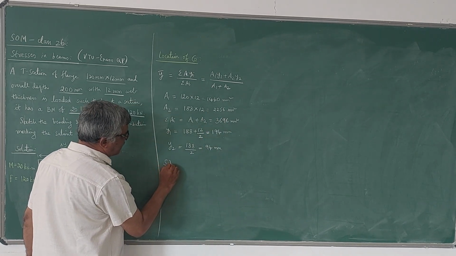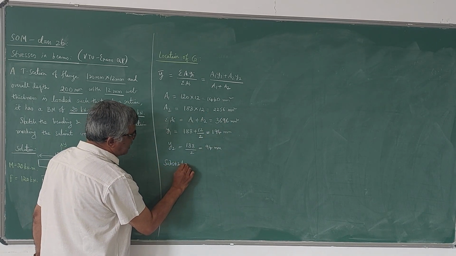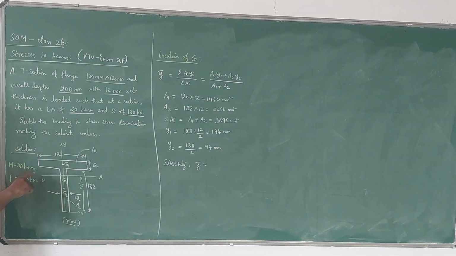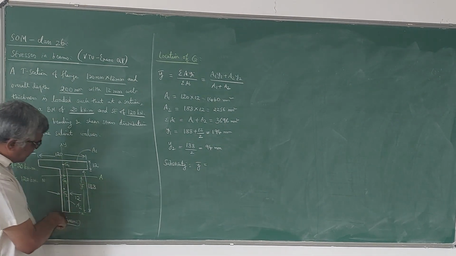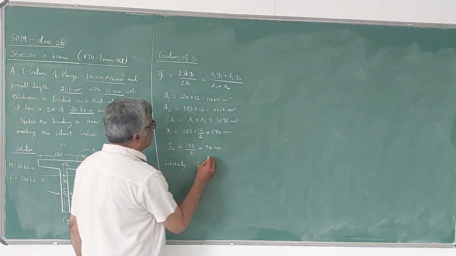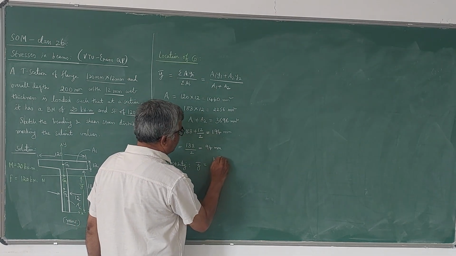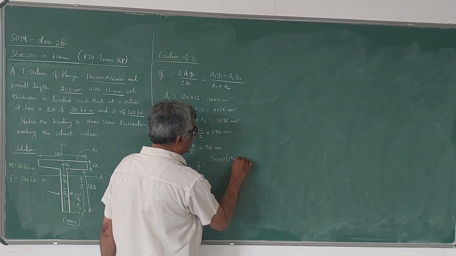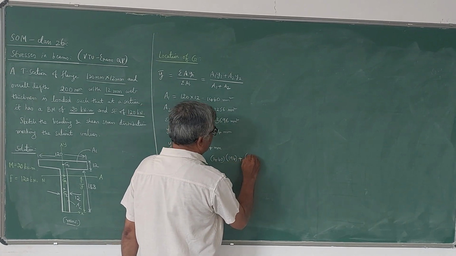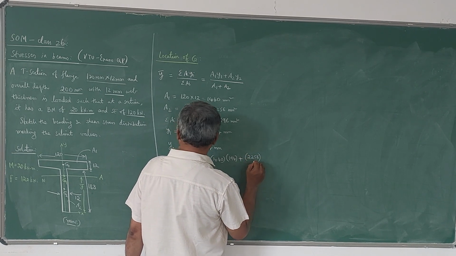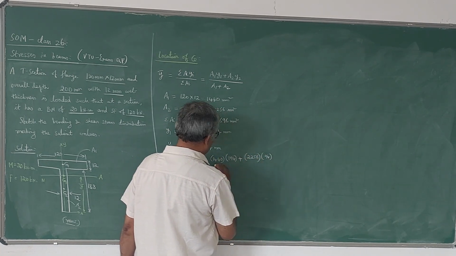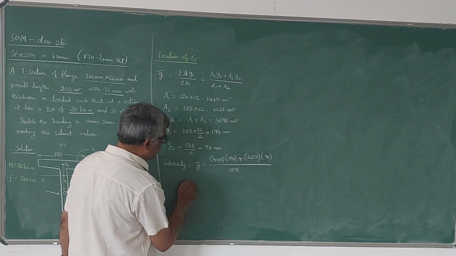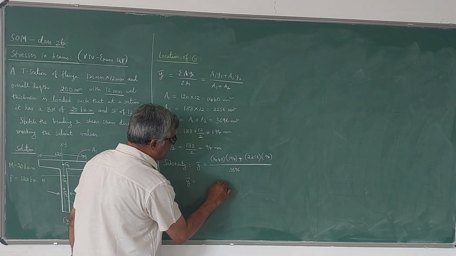Once you substitute these values, we can get the value of y bar. Y bar is the distance of the centroid of the T section from the x-axis, that is the bottommost edge. So y bar will be a1 y1, that is 1440 multiplied by 194, plus a2 y2, 2256 multiplied by 94, divided by a1 plus a2, 3696. If you simplify this, you will get y bar in millimeters.